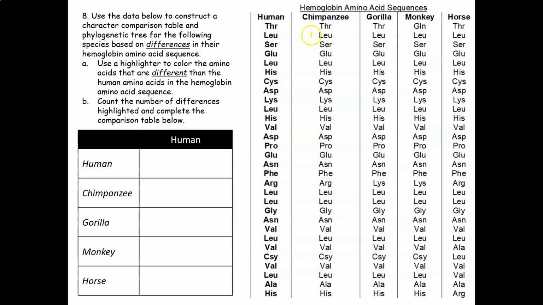All right, if I come across the top, chimp is the same, gorilla has the same, but that monkey is different. So I'm going to highlight that one. All right, and then the horse also has the same. I go down through that second amino acid. They're all identical across all species. Same with the third. Same with the fourth. All right, these are all the same. Same here.